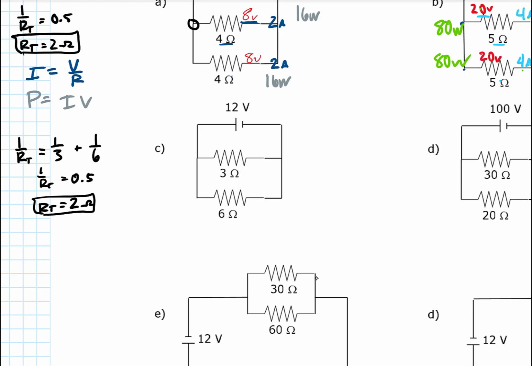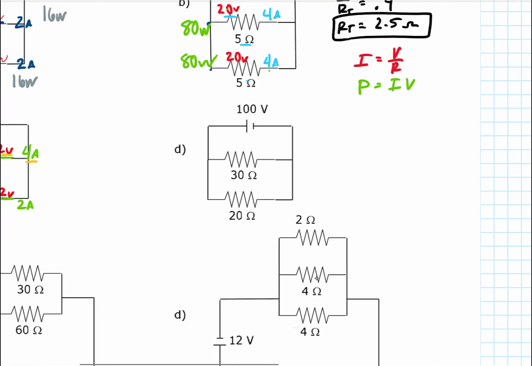Then over here, because it's 12 volts total, I have 12 volts dropped across each resistor. So if I want the current, I know it's voltage divided by resistance. So 12 volts divided by 3 ohms is 4 amps. And then 12 volts divided by 6 ohms is 2 amps. And then for the power, it's current times voltage. So 4 amps times 12 volts is 48 watts for that top one. And 2 amps times 12 volts is 24 watts for the bottom one.